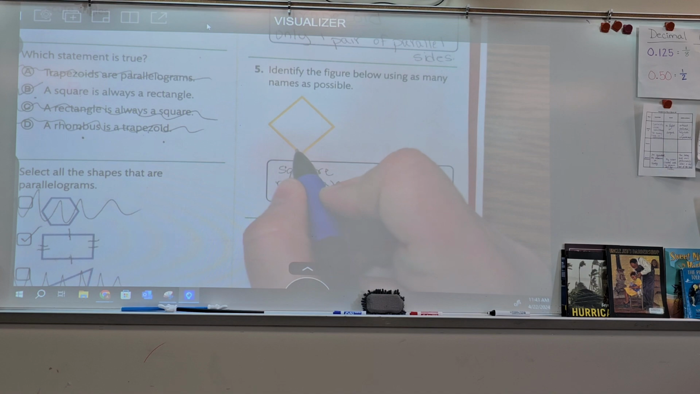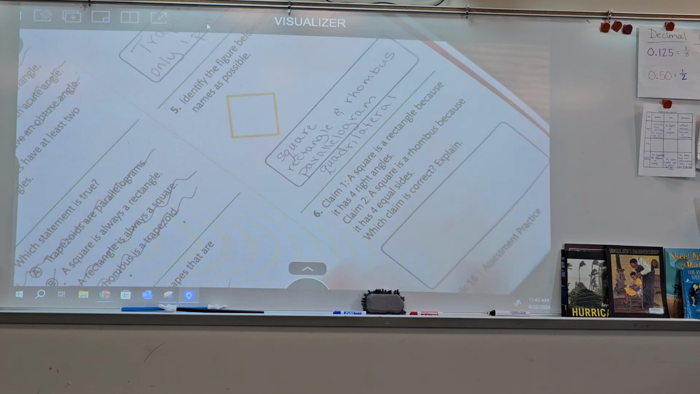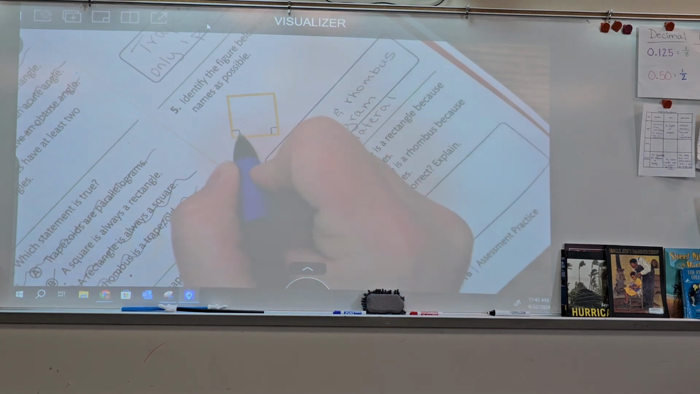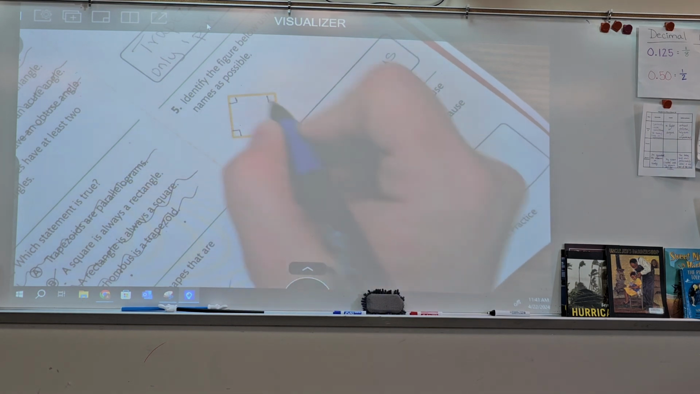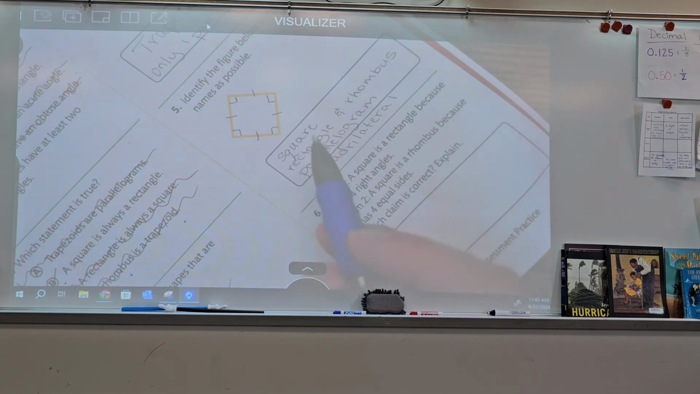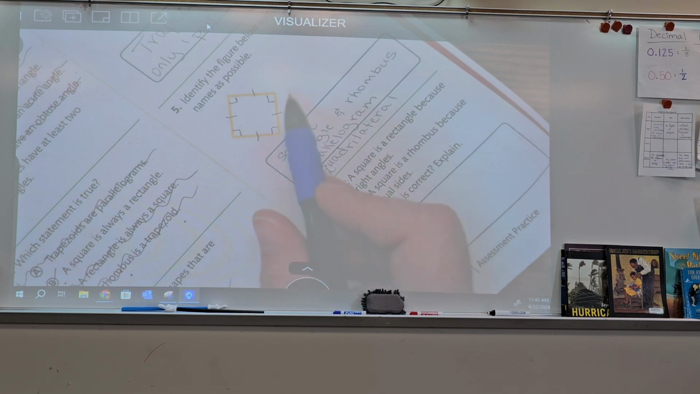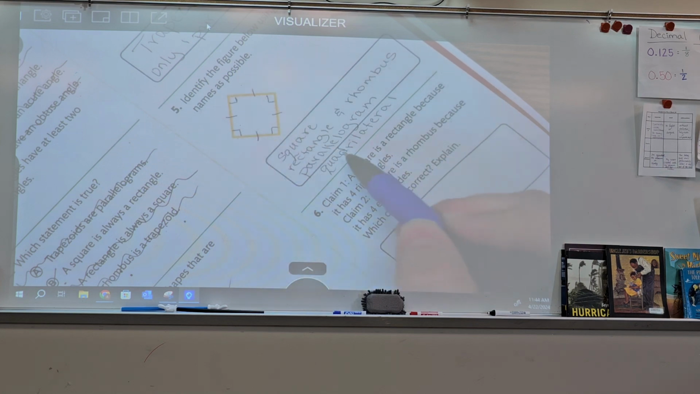I know it's a square because even though it's tilted sideways, if I turned it this way, I could see that it has 4 right angles and 4 congruent sides, which makes it the square. The rectangle, because it has 4 right angles, is because it's a rectangle. Because it has the 4 congruent sides, that's how I know it's a rhombus. And then there's 2 pairs of parallel sides, so it's a parallelogram, and there's 1, 2, 3, 4 sides, which makes it a quadrilateral.